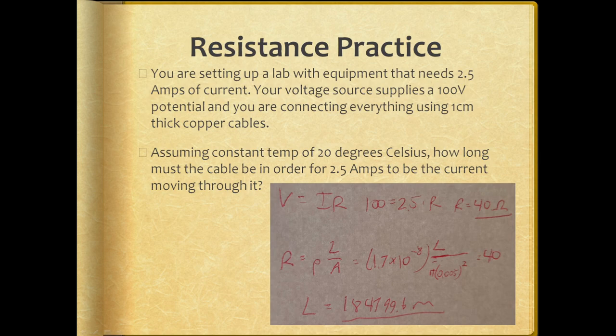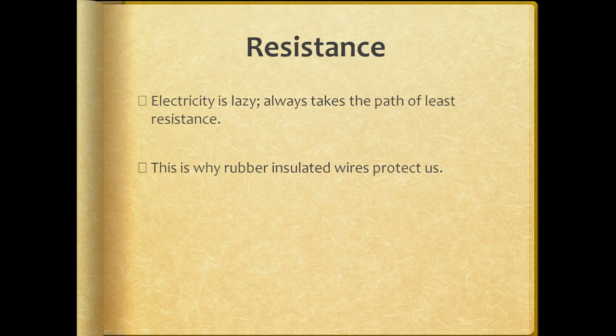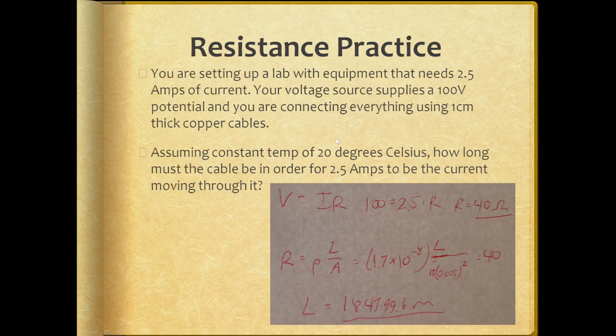Let's look at another example or two utilizing these properties before we break for today. I'm just checking my notes real quick. So, I meant to do this example first. My mistake. This one is just standard resistance at 20 degrees Celsius. I meant to do this one first. Sorry about that.